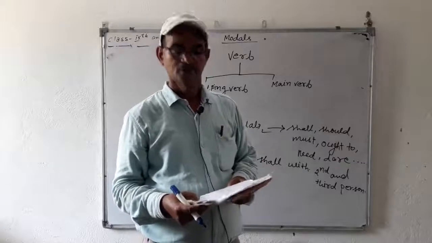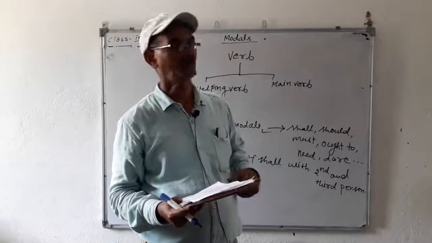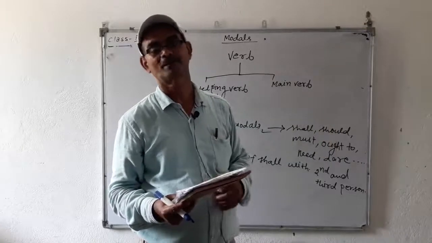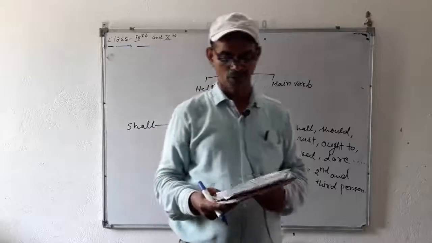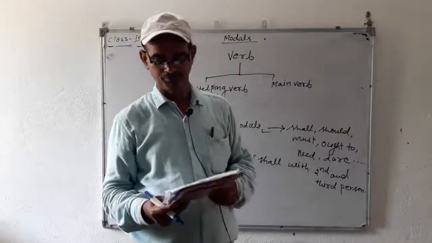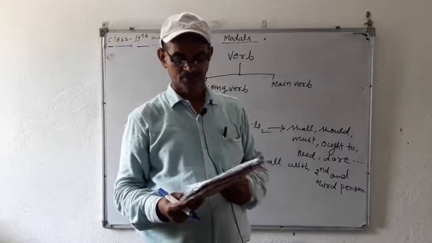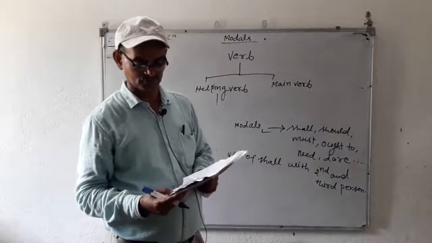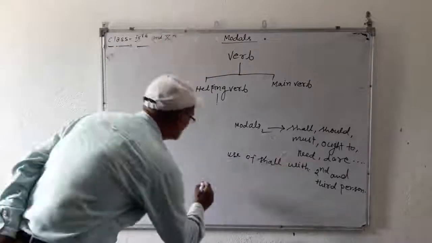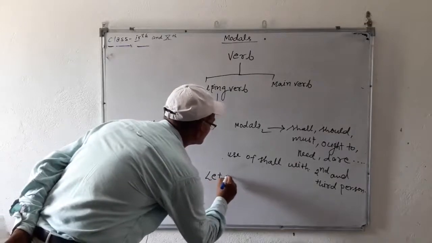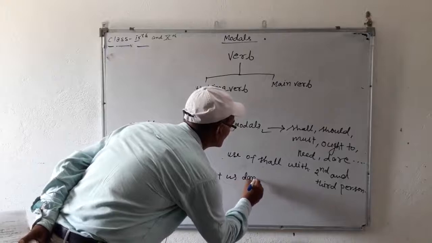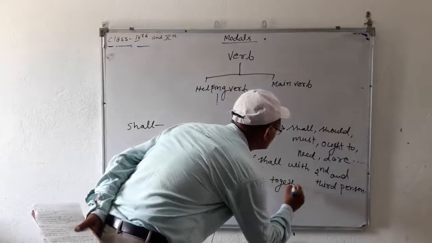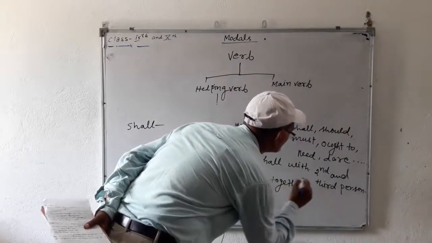Shall is also used for offering. If we offer something: shall I bring a cup of tea? It is an offering. So, for offering we use shall. In imperative sentences, we use shall we as a question tag. Let us dance together, shall we?